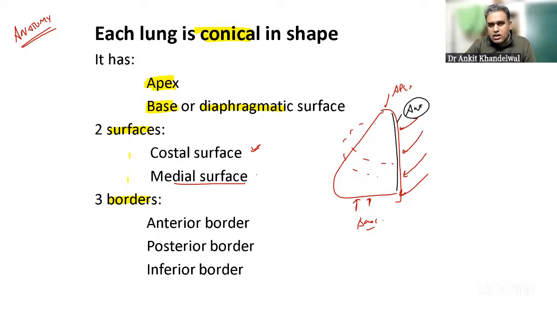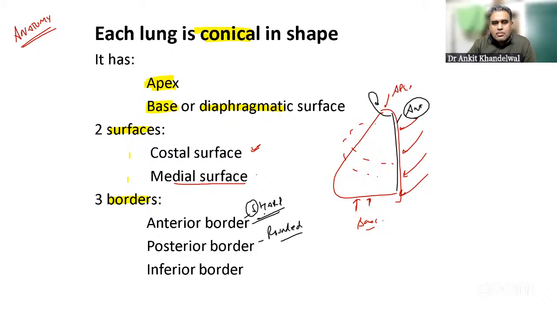The posterior border will obviously lie posteriorly, and it will be more rounded. Why? Because on the side here are the vertebrae, so it takes the curvature of the sides of the vertebrae and the ribs, so it becomes rounded. The anterior border is sharp. Why? Because S for sharp and S for sternum pushes it against the pericardium.